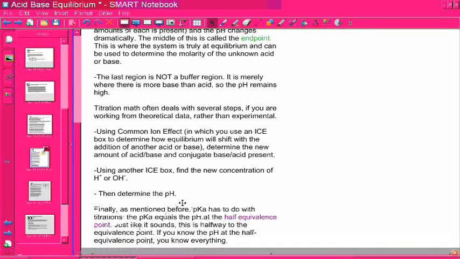Finally, as mentioned before, pKa has to do with the titrations. The pKa equals the pH at the half equivalence point. Just like it sounds, this is halfway to the equivalence point. If you know the pH at the half equivalence point, you know everything.